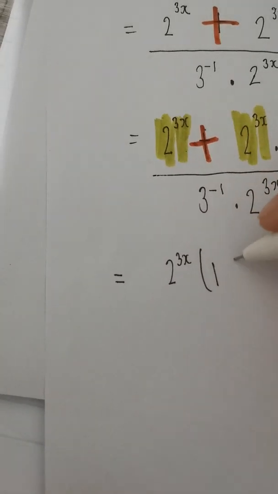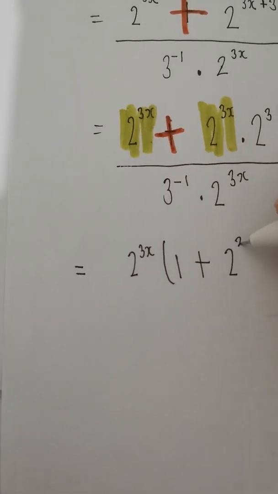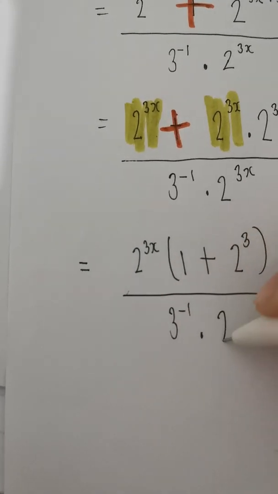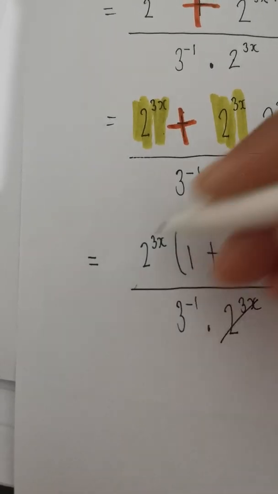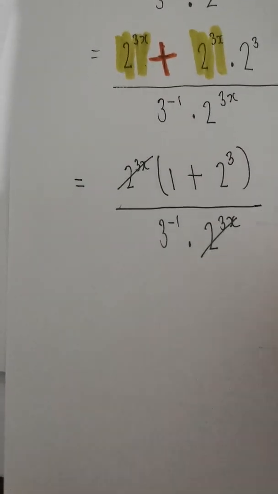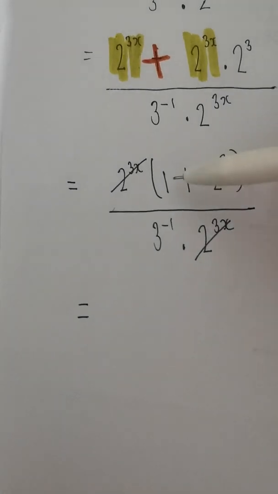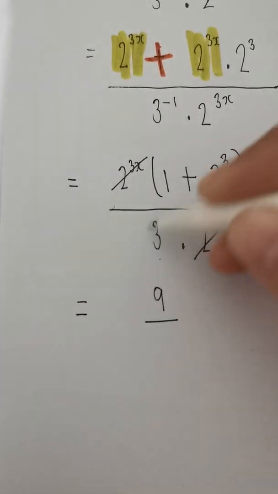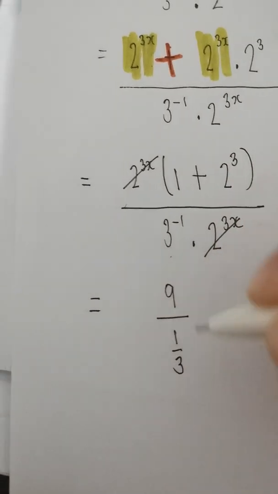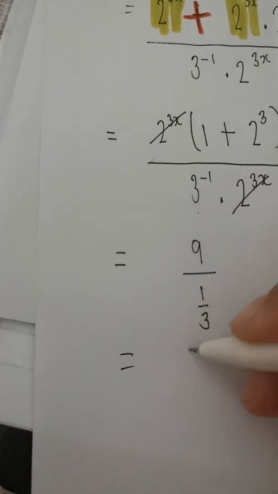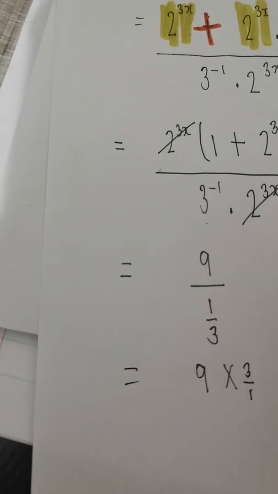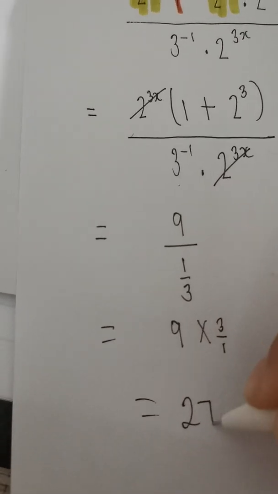I'm left with 1 plus 2 to the power 3 over, cancel, cancel, because it's multiplication. Alright, 1 plus, this is 8, so 9 over, this becomes 1 over 3. Then times, so 9 times 3 over 1, isn't it? Which is 27.